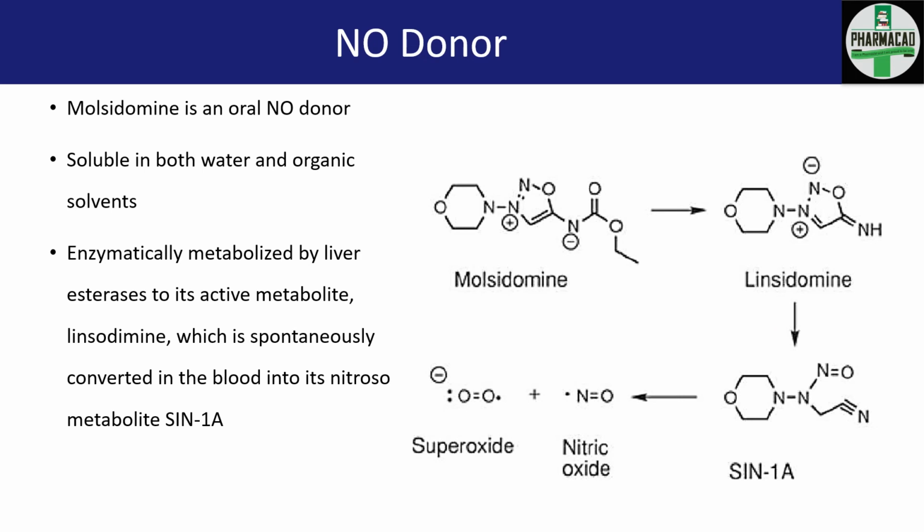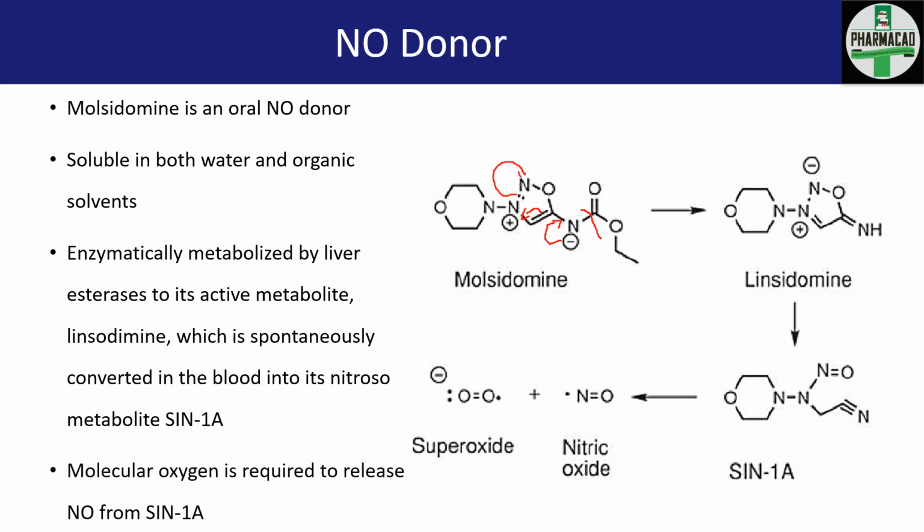Now, how is this metabolism taking place? If you see here, this bond is broken down in the presence of esterase enzyme, and this negative charge comes here to form a double bond. This double bond will shift here. This double bond will come on nitrogen as a negative charge. So here is the negative charge, and here the ester bond is broken down.